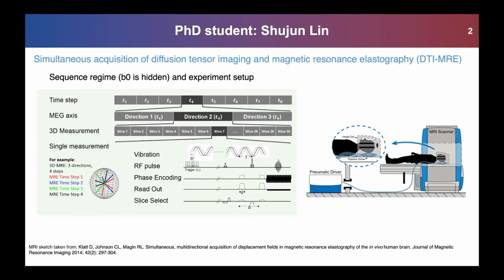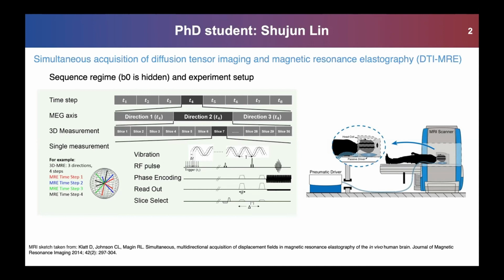So we thought, why not use both the magnitude and phase at the same time? Then we will have immediately co-registered DTI image parameters and also MRE image parameters. So in DTI MRE, we first acquire the B0 without vibration and without the motion encoding gradient.